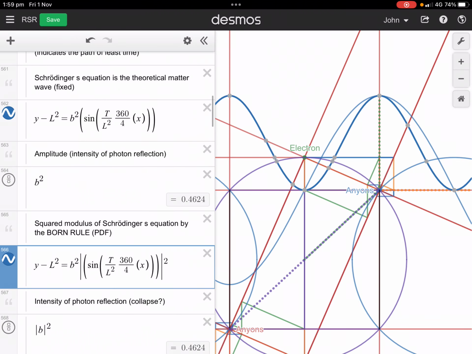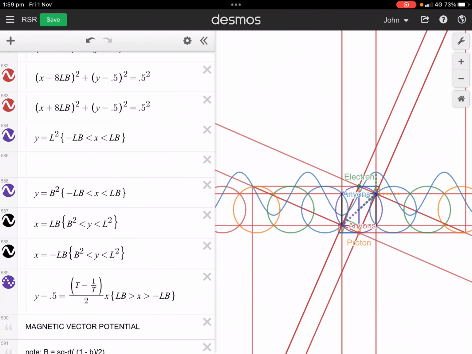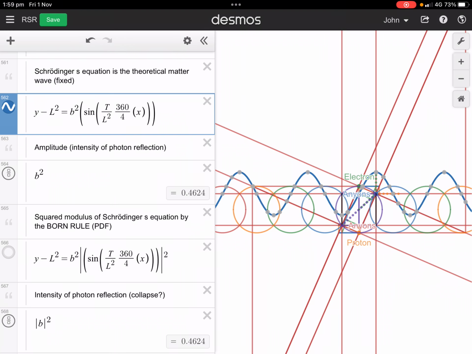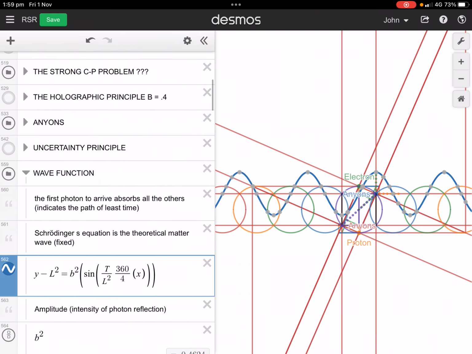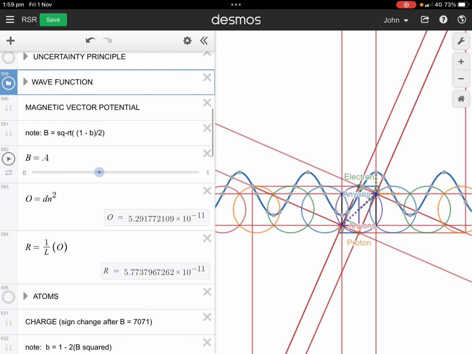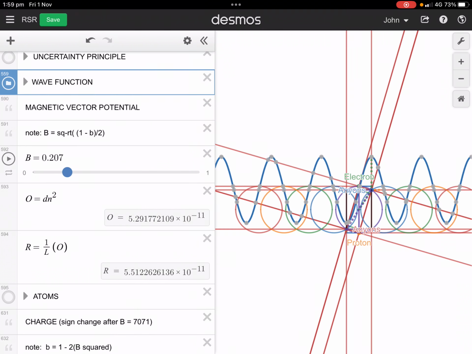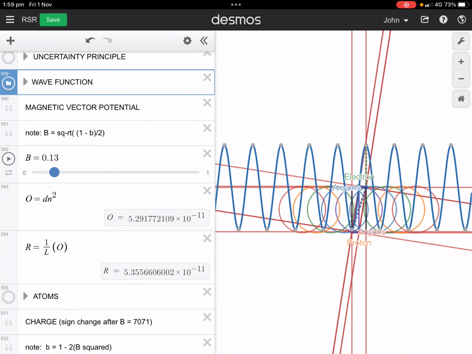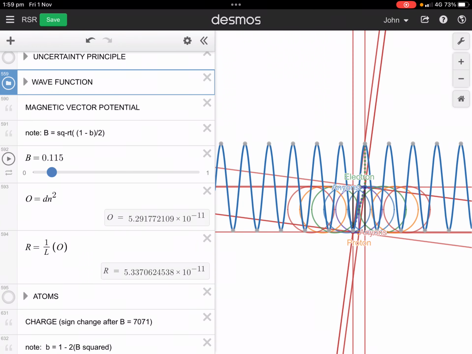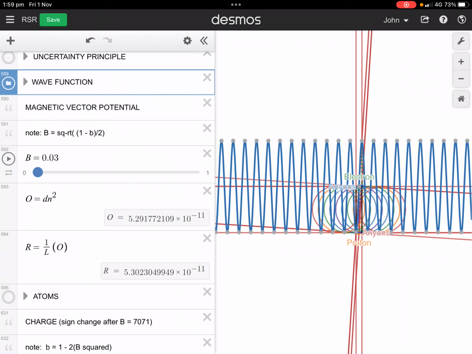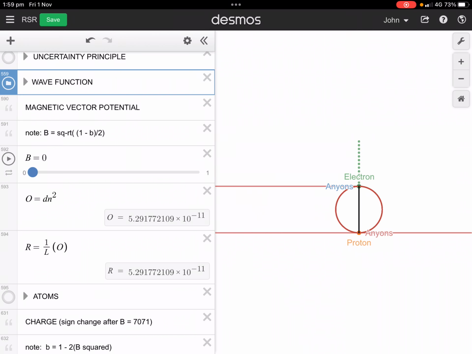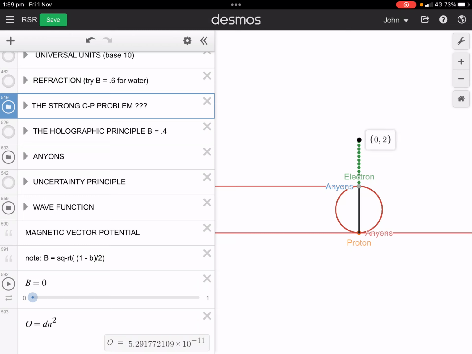So I don't need to really squaring the modulus. I can just use the good old Schrodinger's wave function, and then just collapse it. So let's say it all collapses like that. Everything just collapses to the path of least time, and there's the 100% probability of finding the electron is there.